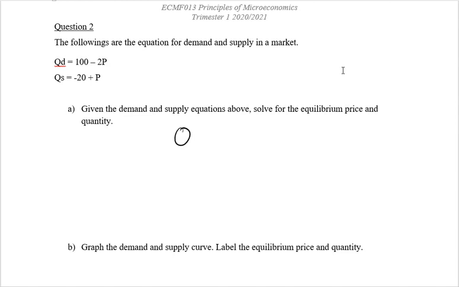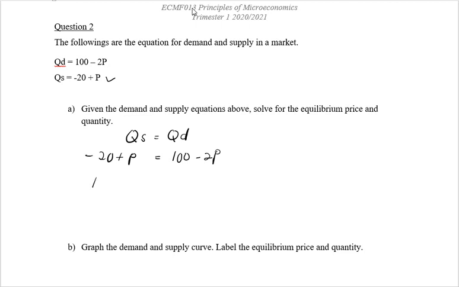So you have to remember the condition for equilibrium is quantity supplied must equal quantity demanded. So you take this equation and you put it in equilibrium. The equation for quantity supplied is negative 20 plus P, where P is the price. And the equation for quantity demanded is 100 minus 2P. So what you need to do here is solve for the unknown, which is the price.